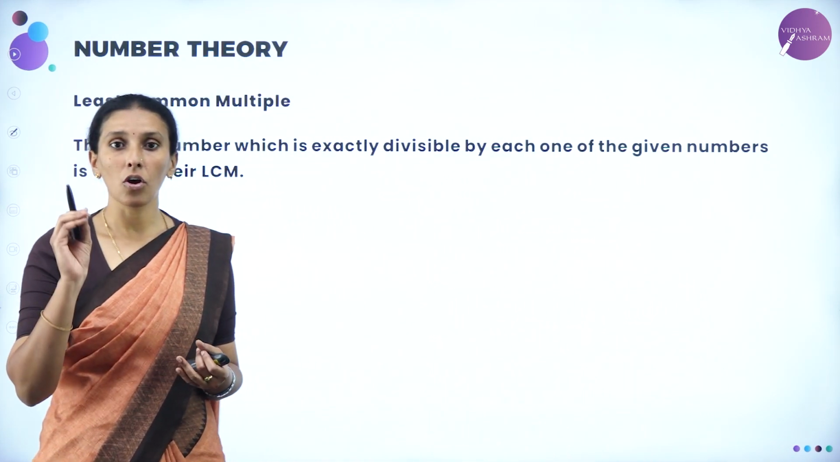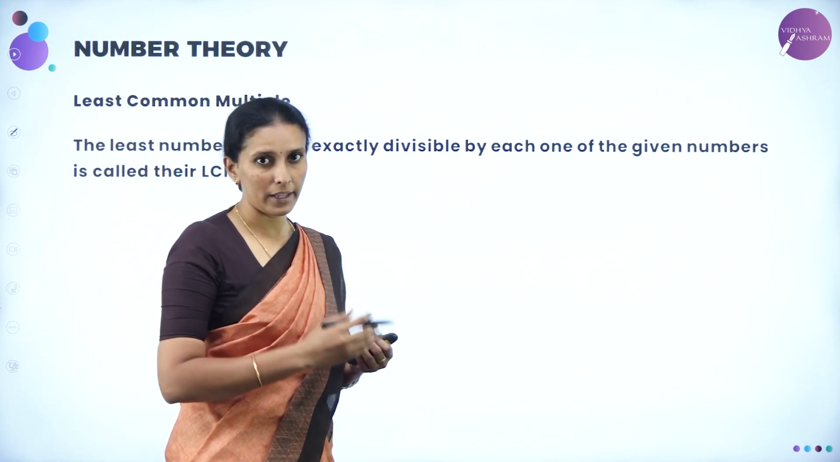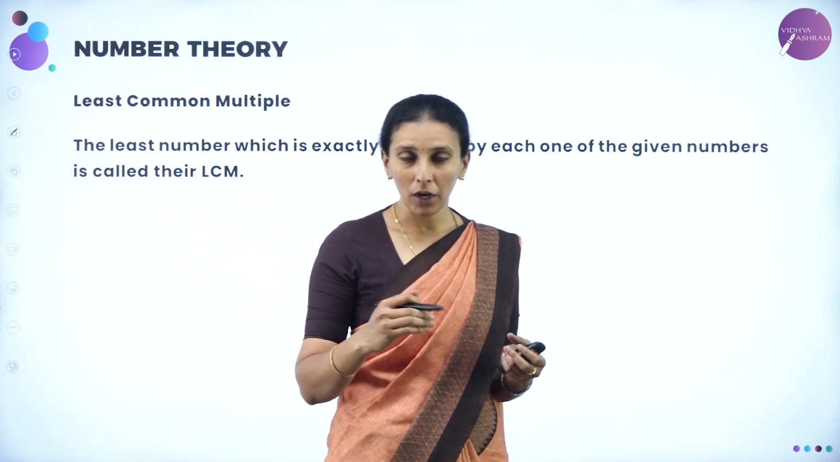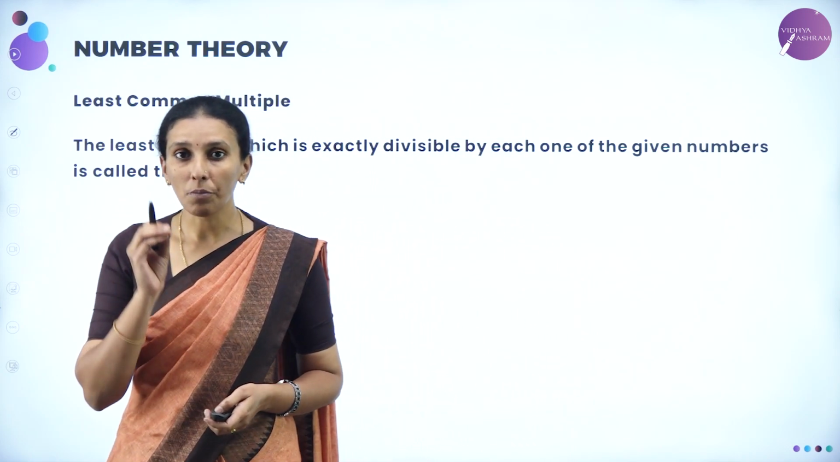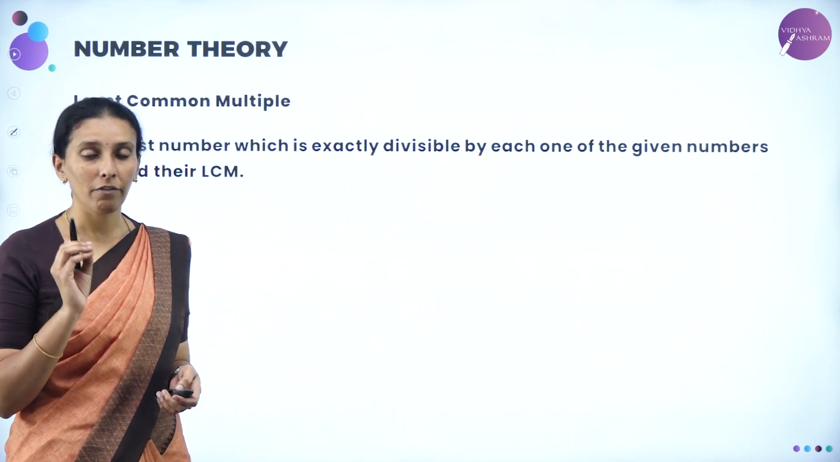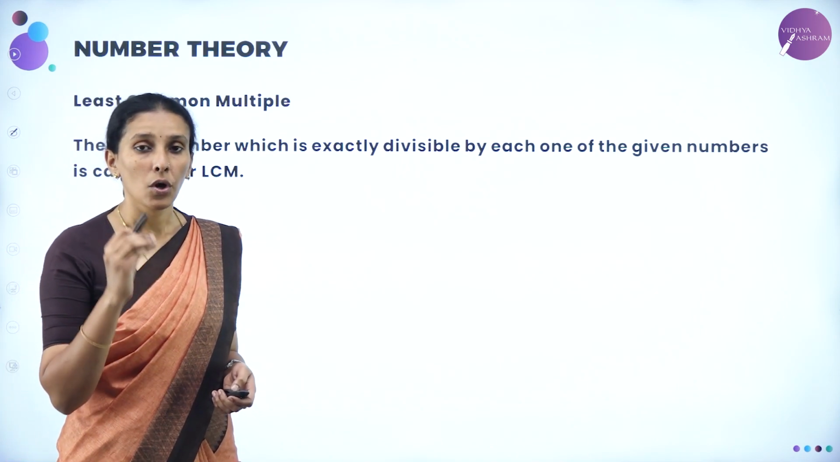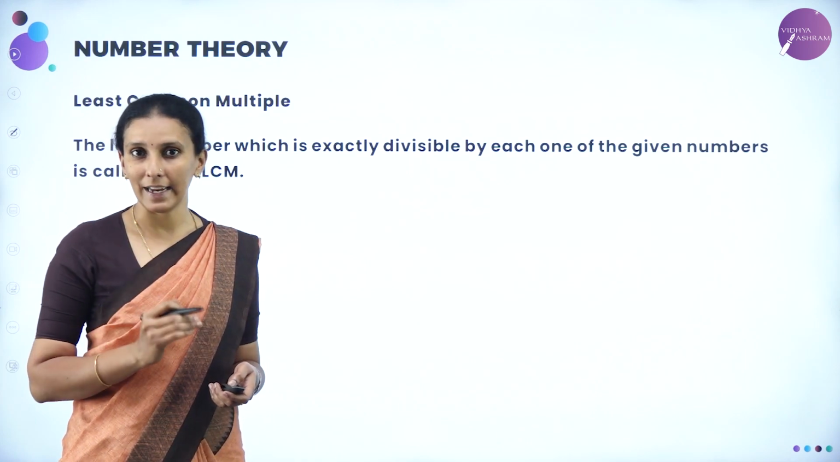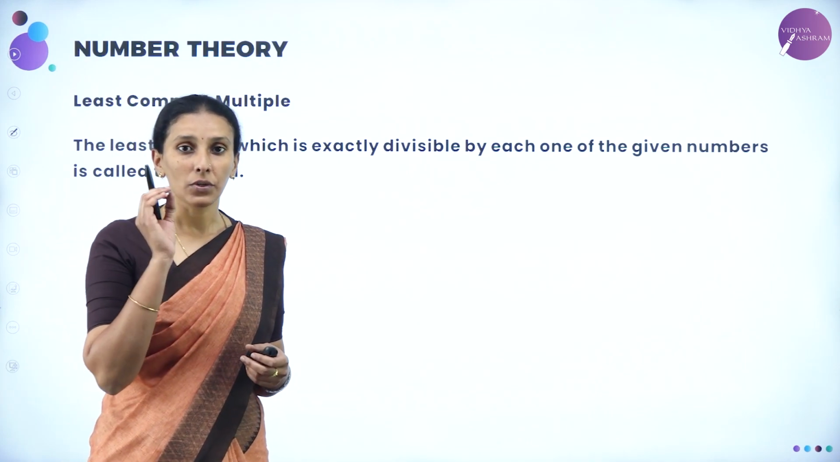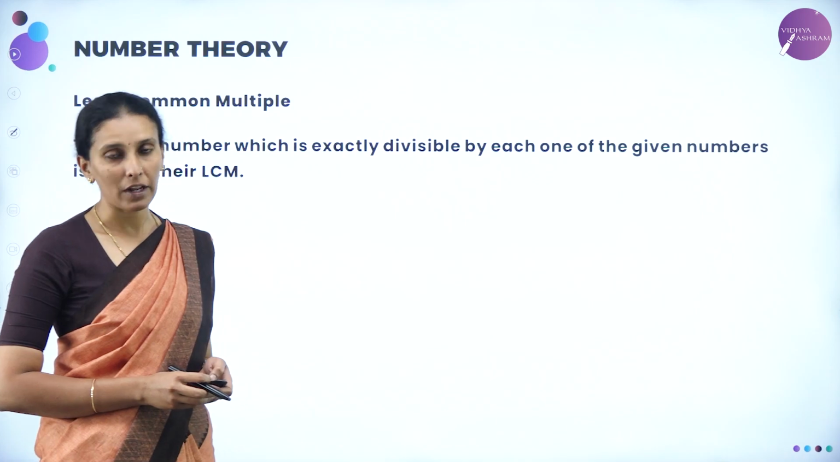HCF is nothing but the common divisors which divide all the numbers. LCM is the number which is divisible by the given numbers. That is, what is the smallest number? For instance, if I take 2 and 8, what is the smallest number which is divisible by both 2 and 8? It is actually 8. So that is the LCM of the given numbers.